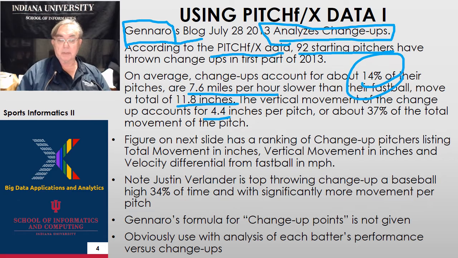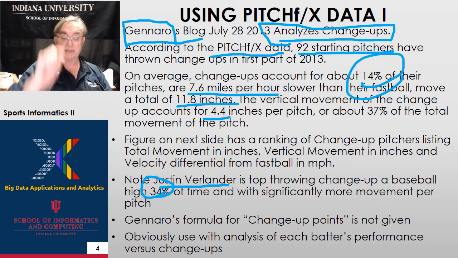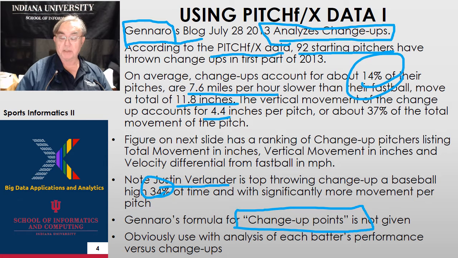Justin Verlander is a pitcher. I'm not an expert on baseball. It turns out he throws a changeup 34% of the time, and the good reason he does that is he actually gets a lot of movement on it. Gennaro has a formula for changeup points, which he's going to use in his features in classifying pitches, but he doesn't tell you that formula.